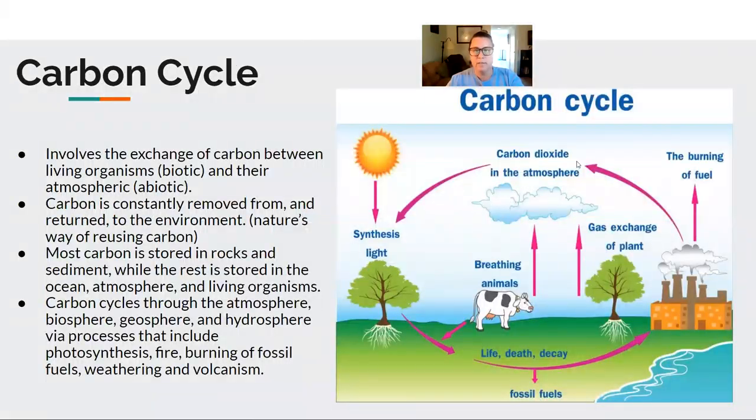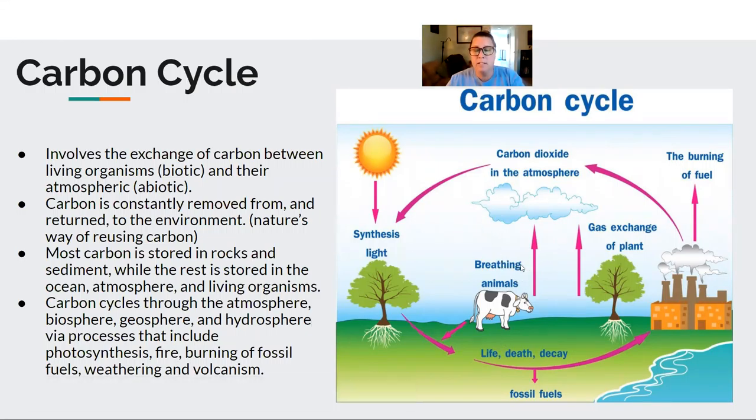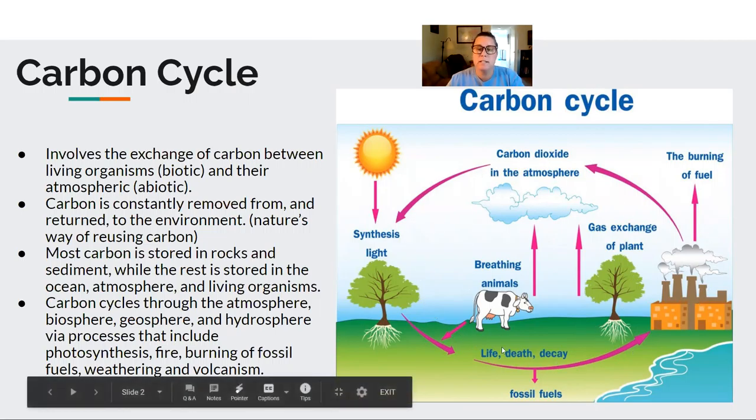So I've got a diagram here of the carbon cycle. I'm gonna talk to you about the carbon cycle and what uses it, how it cycles through the earth and through our world. And then I'll talk to you about the nitrogen cycle. So here we are. And we have our carbon cycle here. Again, it's cyclical, just like the water cycle, just like the rock cycle.